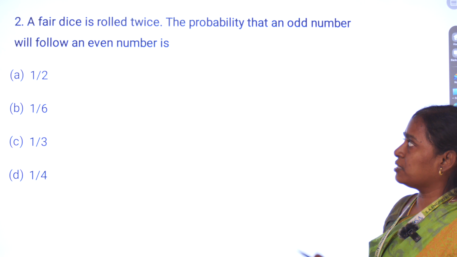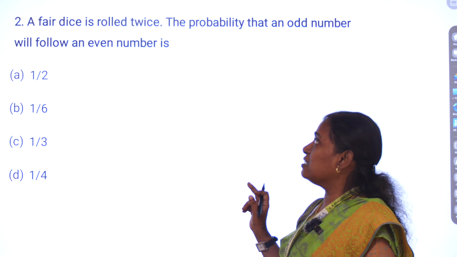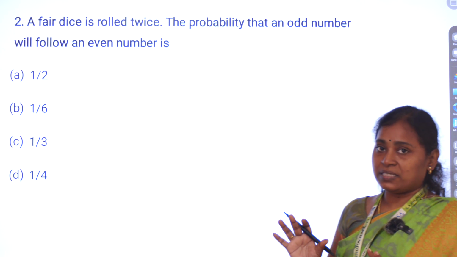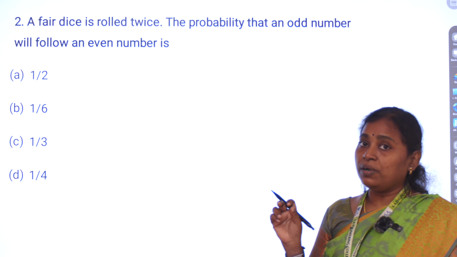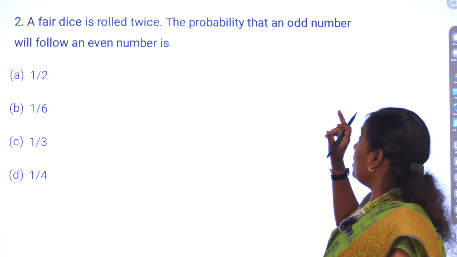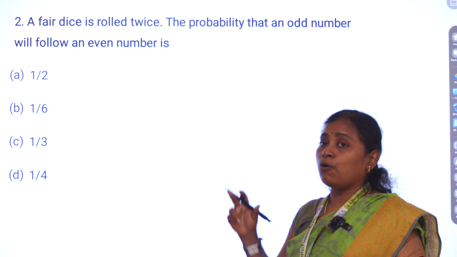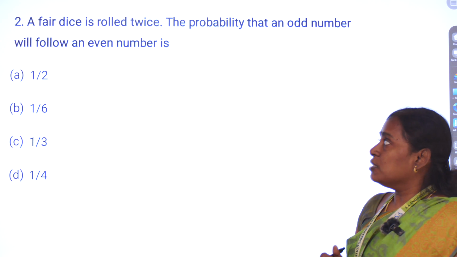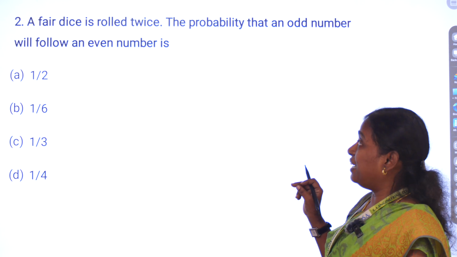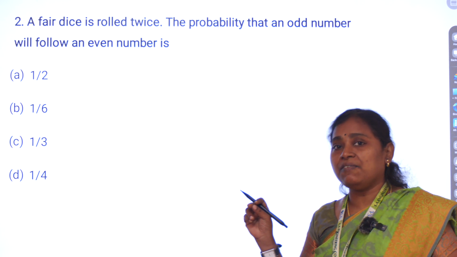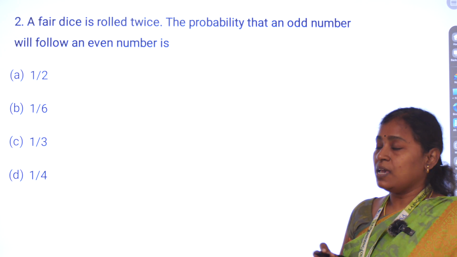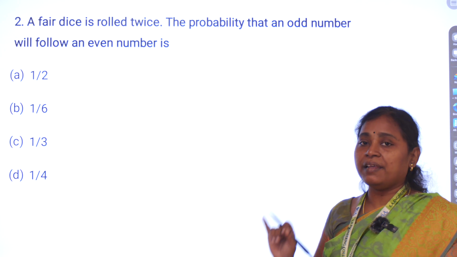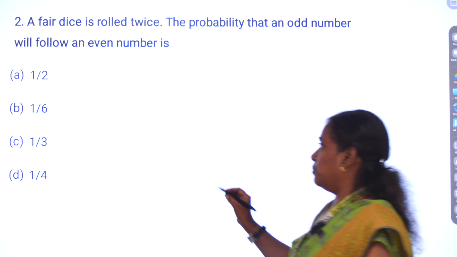Now we'll move on to the next question. A fair die is rolled twice. Understand the question first properly. A fair die is rolled twice. The probability that an odd number will follow an even number. So first of all, we'll identify how many events are there in the problem. There are 2 events. One is getting an odd number, another one is getting an even number.